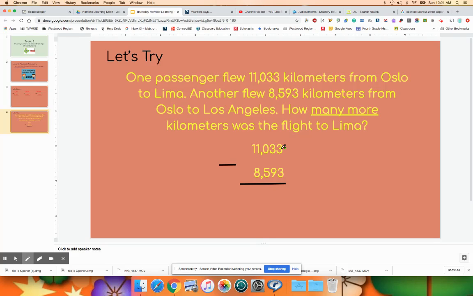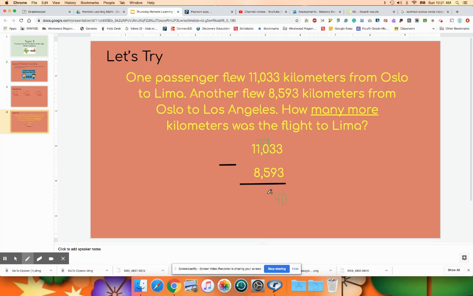8,593. So I can do 3 minus 3. That gives me 0. All right, sometimes we start borrowing when we don't need to because we're just so used to it. 3 minus 9 I can't do. I go to my neighbor, it's a 0, I can't borrow. So I'm going to go to the 1. The 1's going to become a 0. And I'm so generous, I'm going to give to this neighbor because I know they need some. But I still need to borrow. So that 10 becomes a 9. And the 3 becomes 13. 13 minus 9 is 4.